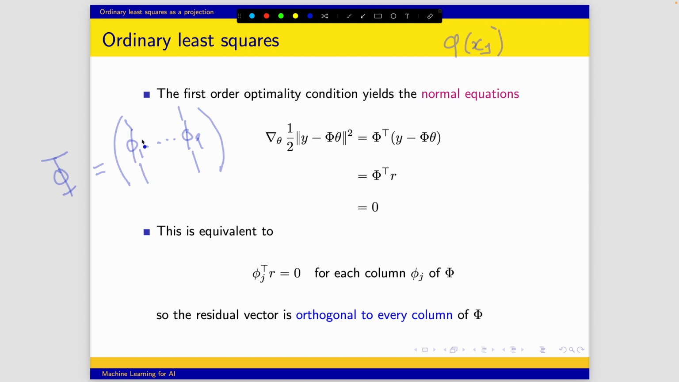Now, what size are these? Well, phi is an n by p matrix, so there are going to be p of these columns, and each of them lives in R^n, right? Because we have n components going this way.